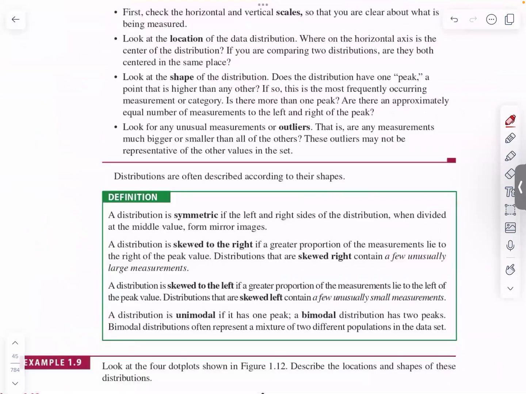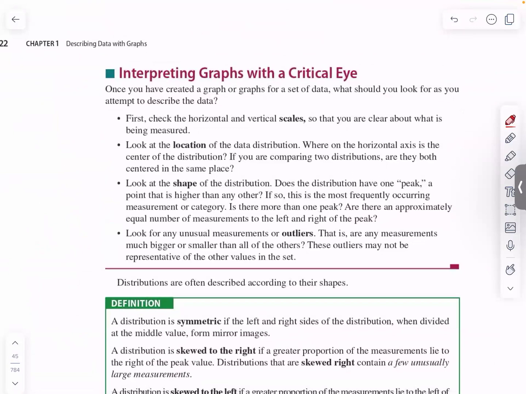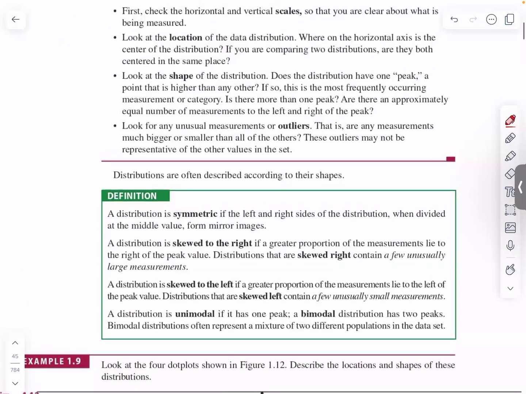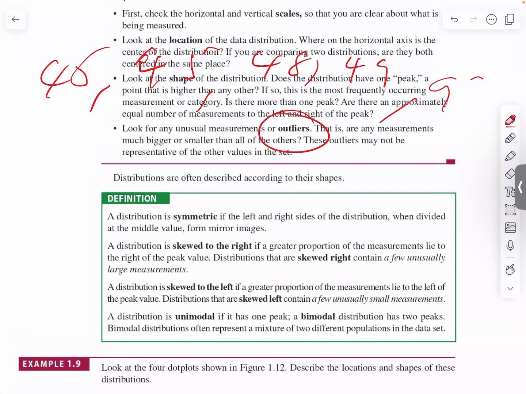So, and let's talk about, you can easily interpret graphs with your critical eye. I'm telling you, okay, you can have what is called outliers. Outliers is data that is exceptional. If everybody is scoring 45, 45, 48, 49, and there's a very smart guy that got 99. So you regard this 99 as what? An outlier.